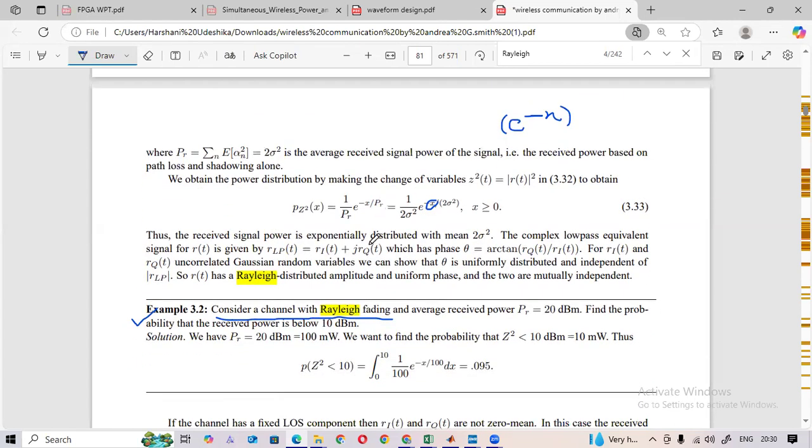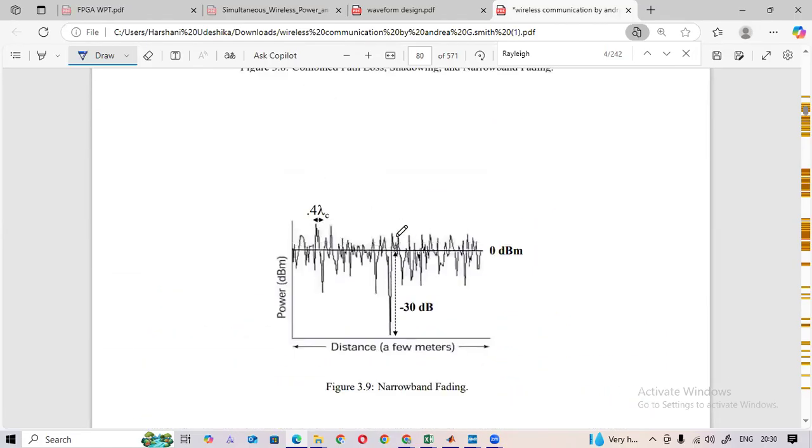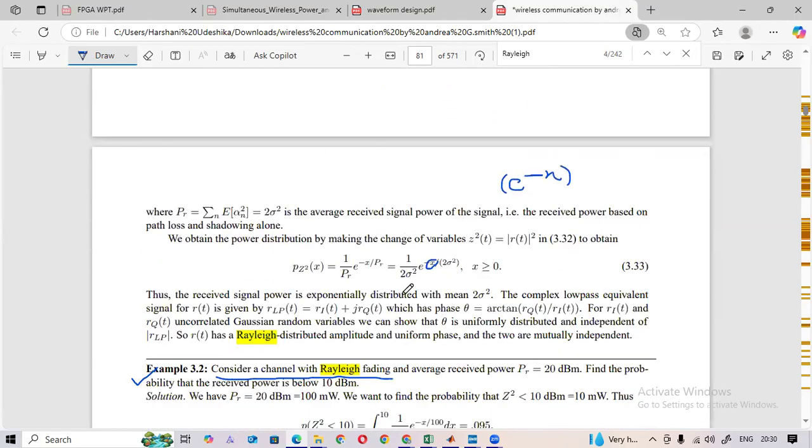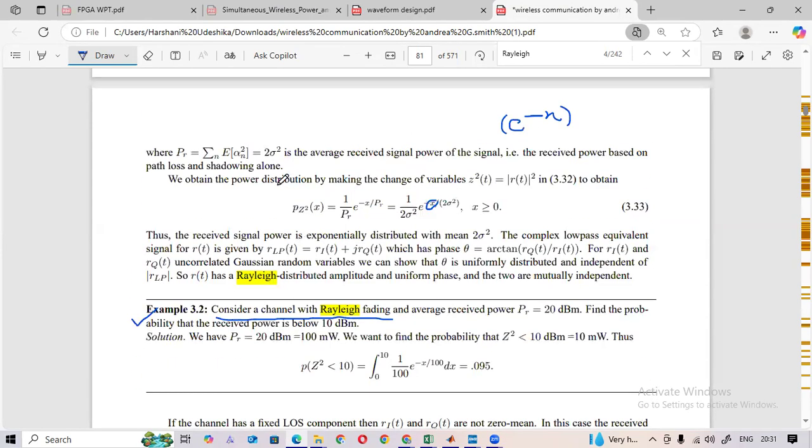This is the power distribution, no? Yeah, this is the power distribution. This one is the power distribution and it is an exponentially varying PDF. It is just like this. Most probably this is minus, no? So it is like this. So this kind of variation here.